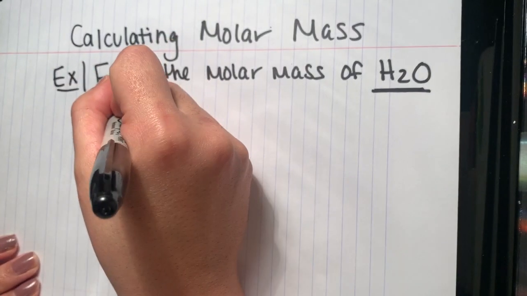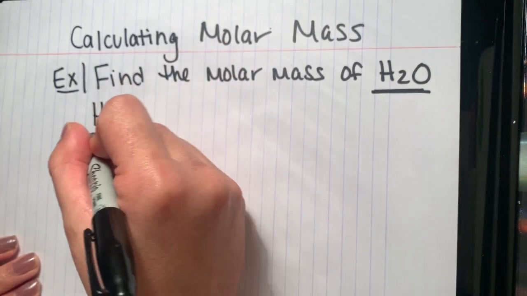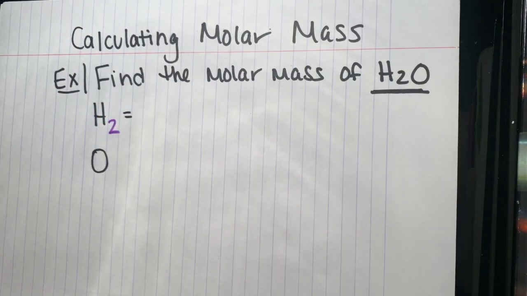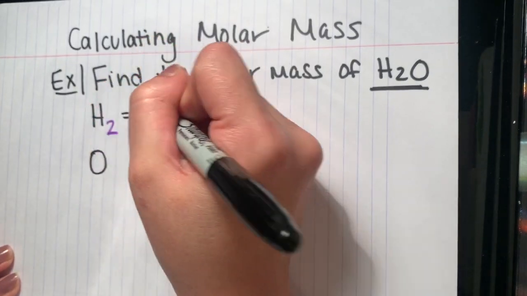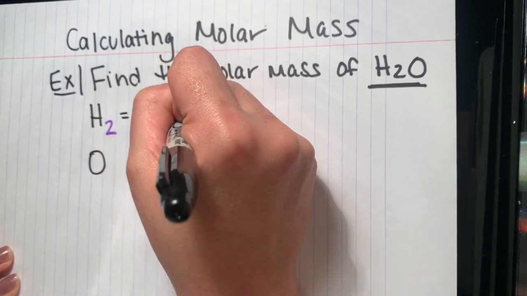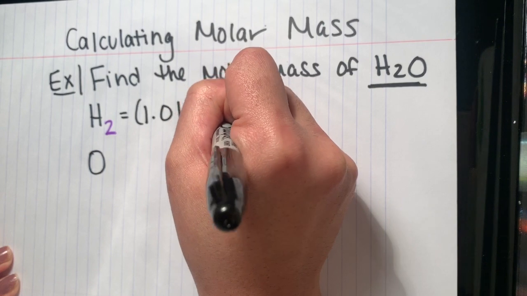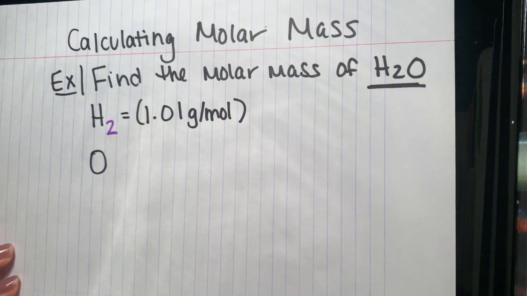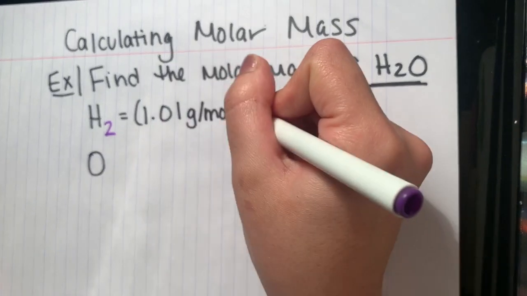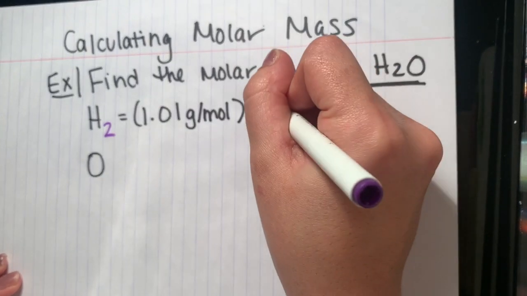So first I'm going to calculate hydrogen. I'm going to find the molar mass of hydrogen using my periodic table. So if I do that, I'll see that the molar mass of hydrogen is 1.01 grams per mole. And I'm going to multiply that by the number of atoms of hydrogen that are in my compound, which are 2.